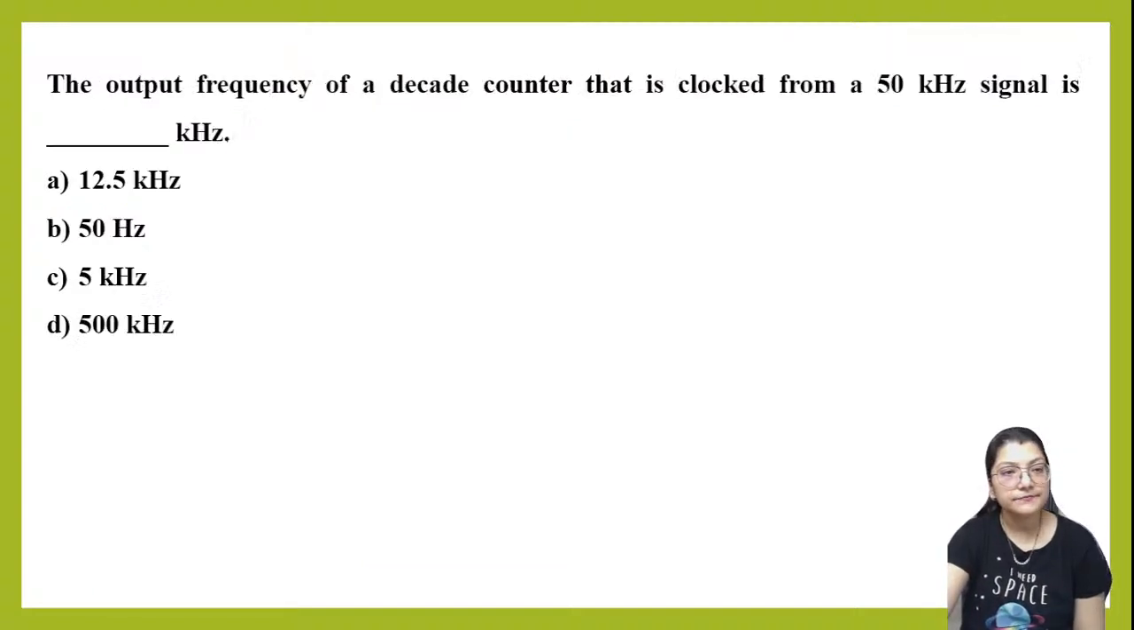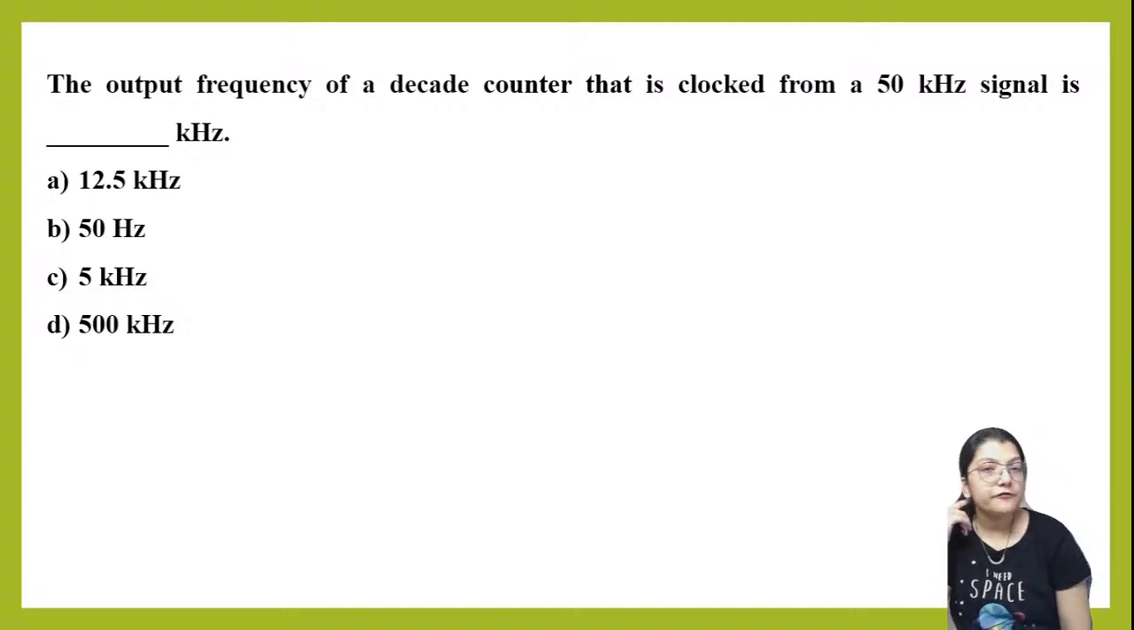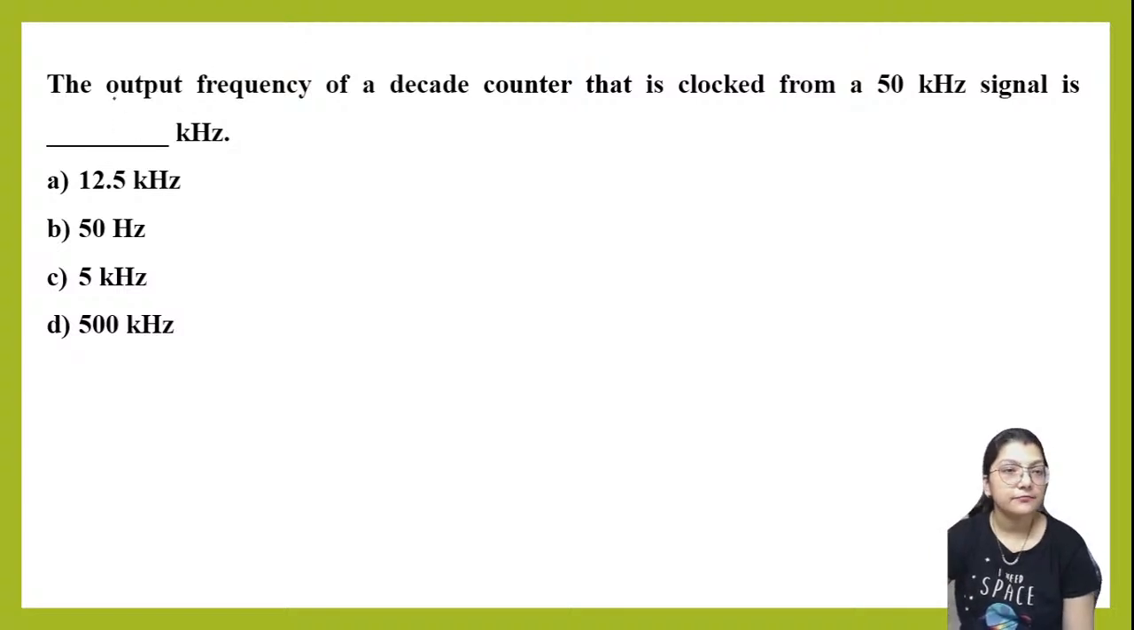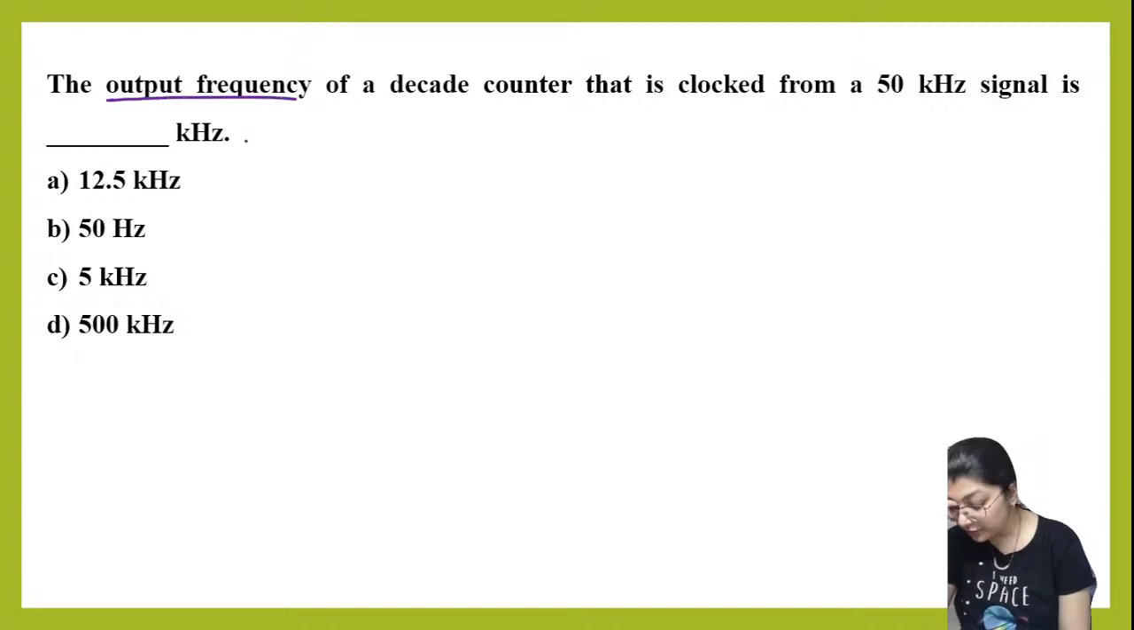Next question. The output frequency of a decade counter that is clocked from a 50 kilohertz signal is how many kilohertz? So basically they are asking you the output frequency. Try करो इसको. Output frequency they're asking.